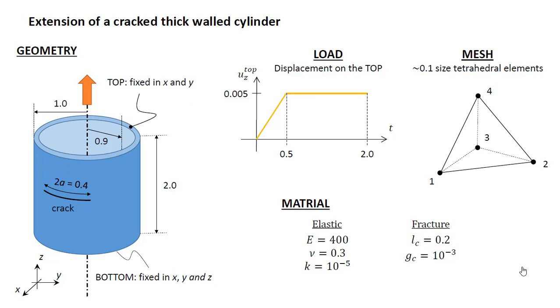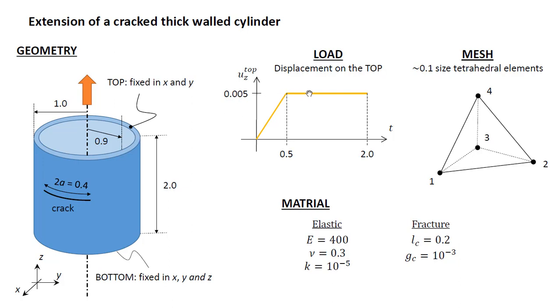In this short tutorial, we are going to model a cylinder which is extended in the z direction. We will create a crack on the cylinder while fixing the bottom in all three directions. The top is going to be fixed in the x and y direction, while it is going to be elongated in the z direction.